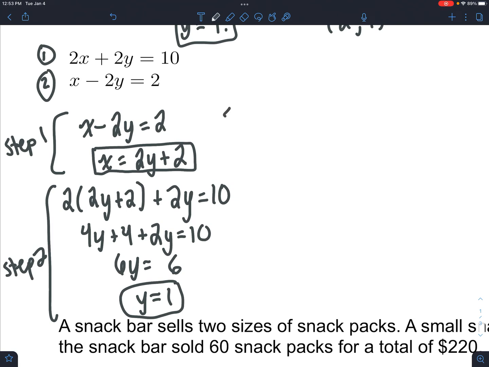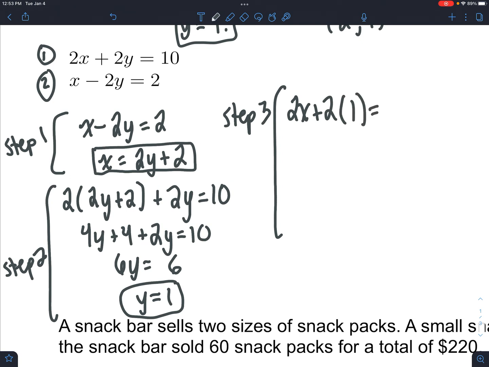Okay, so step 3 is to take 1 and plug that into any equation that you want. So how about this top one? If I know this is 1, I go ahead and plug that in. So you're back substituting this back up to one of these in for y, and I picked the first one just because.